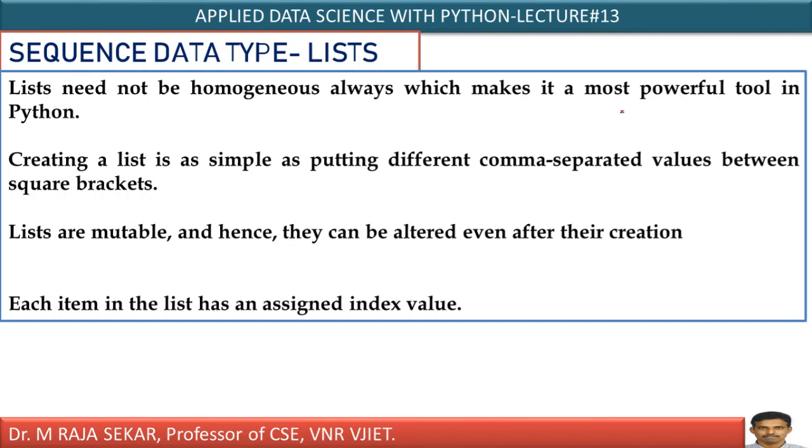In Python programming language, list is one of the most powerful tools, as in lists I can keep heterogeneous data, means I can keep not homogeneous data in lists. Creating a list is very simple. You just have to keep items in square brackets. You can keep different data types: integers, floats, strings, like this in between square brackets.